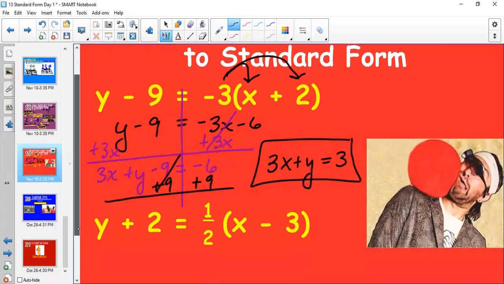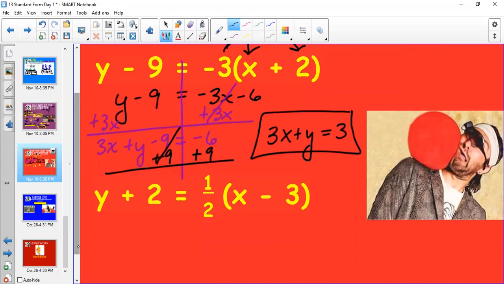All right, last one. Same concept, but guess what? We've got a fraction, which makes it tougher. All right, so first off, distribute. Anytime you see parentheses, we always do that first. So 1/2 x minus 3/2. And we have y plus 2.